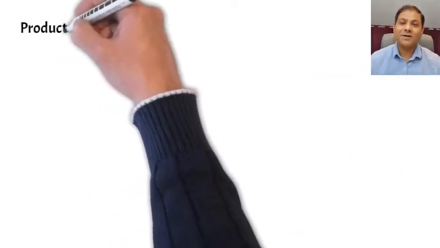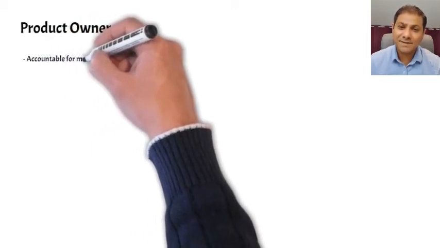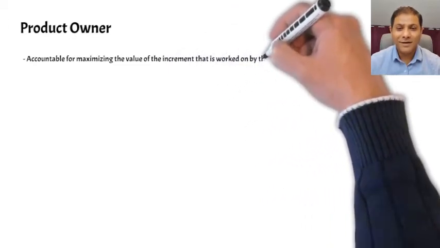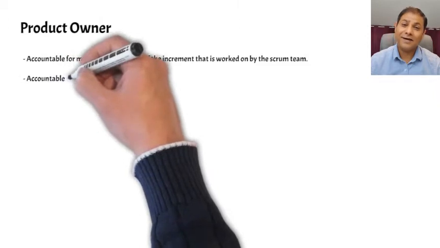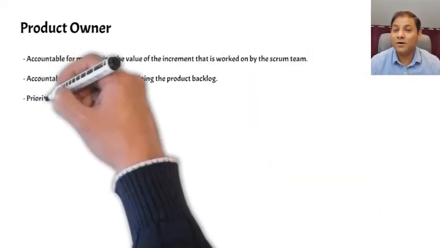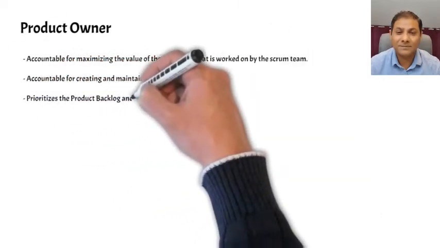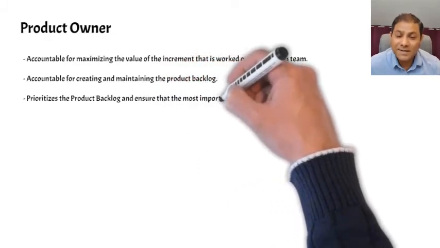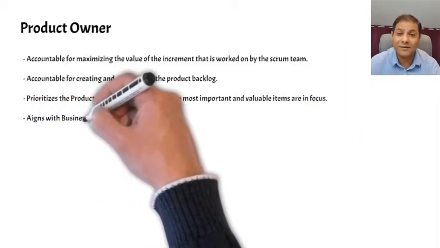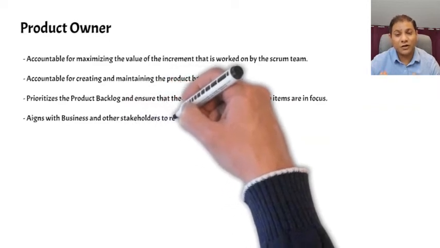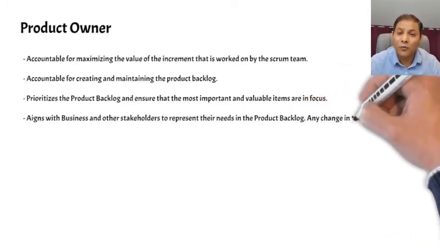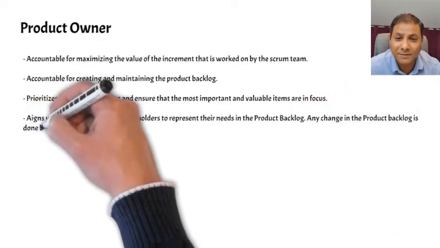So product owner is responsible and accountable for maximizing the value of an increment that is worked on by the Scrum team. He or she is also accountable for creating and maintaining the product backlog. A product owner may delegate the work but cannot delegate the accountability. A product owner aligns with business and the stakeholders and ensures that their needs are visible in the product backlog. And also, any change in the product backlog cannot be done by the business or the stakeholders or top management. Only product owner can make changes in the product backlog.